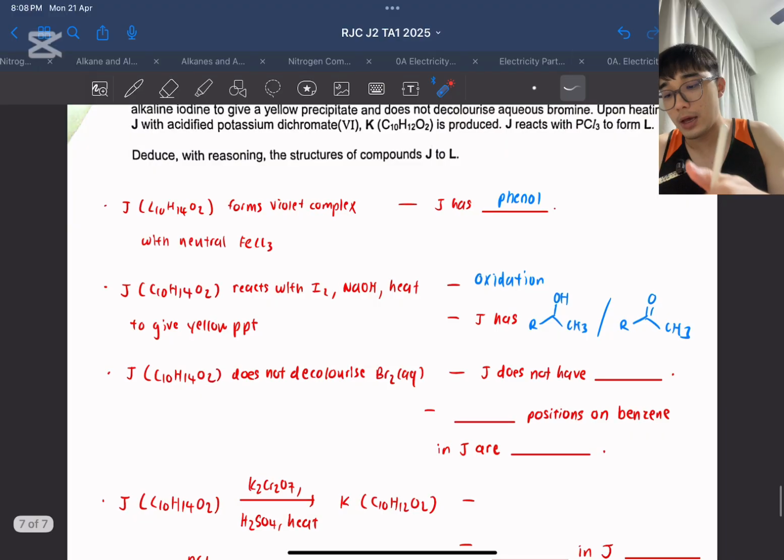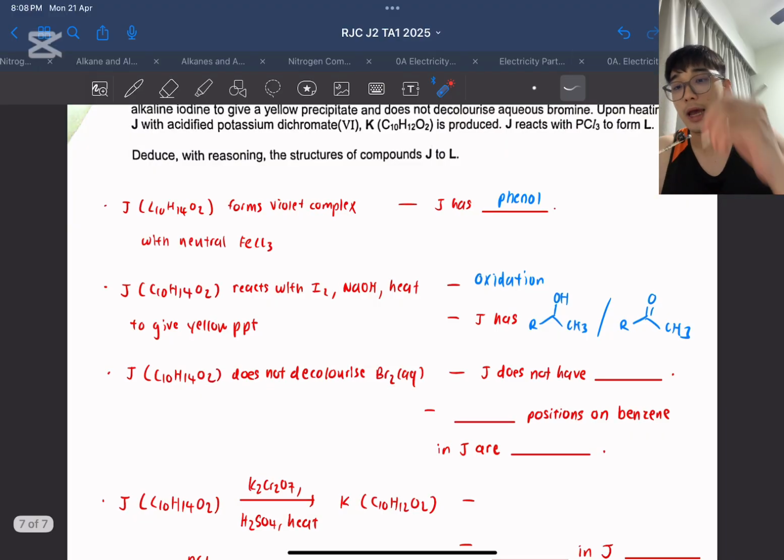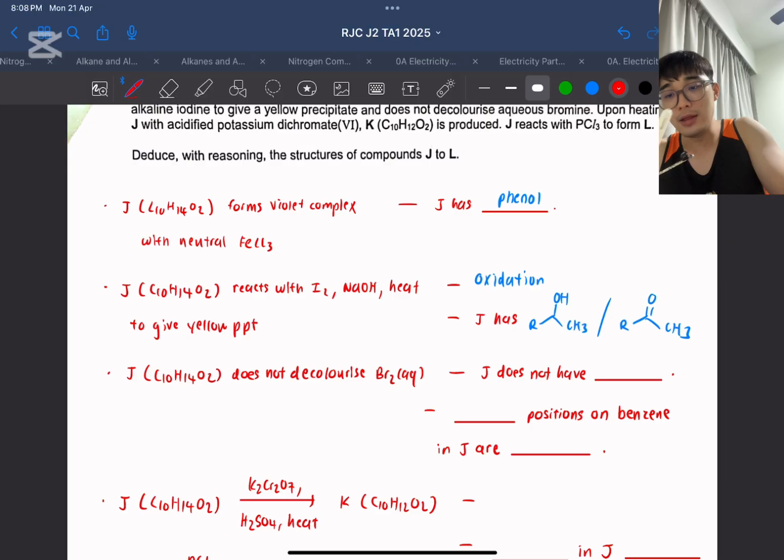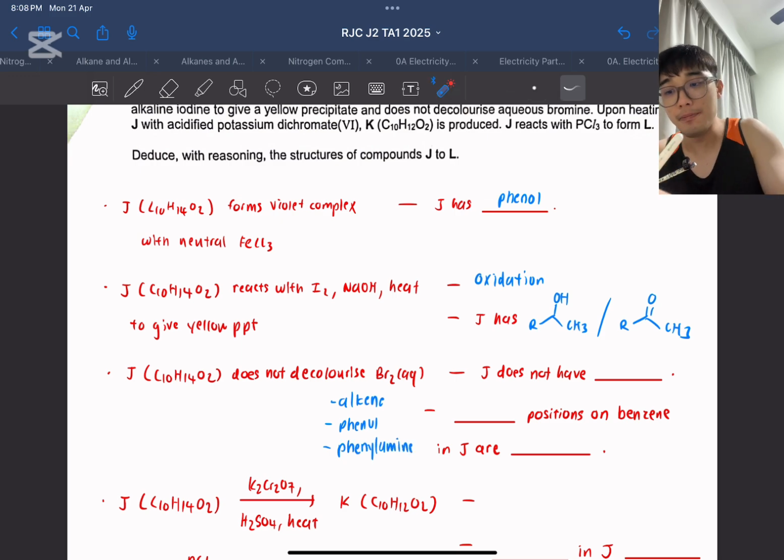It does not decolorize aqueous bromine. There are only three functional groups that can react with aqueous bromine: alkene, phenol, and phenylamine. It can't be phenylamine here because there's no nitrogen in the compound. It can't be alkene because they say it doesn't decolorize. So you can say J does not have alkene. Great. More information.